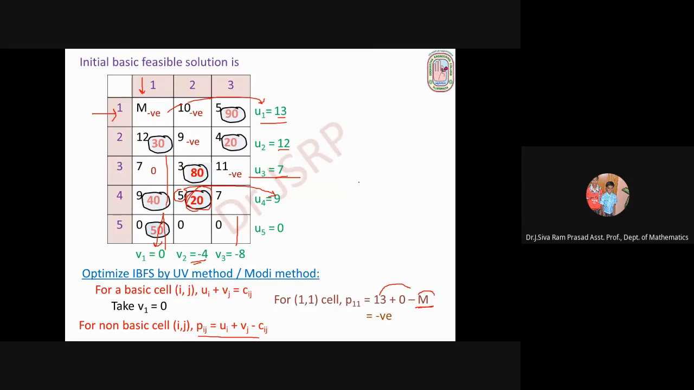For 3-3 cell, corresponding U value 7 plus V value minus 8, minus 1 minus 11, so negative. Next, for 4-3 cell, U value 9 plus minus 8, 1 minus 7, minus 6, negative. For this cell, corresponding U value 0 minus 4, minus 0, negative. For this 5-3 cell, corresponding U value 0 minus 8, minus 0, negative.